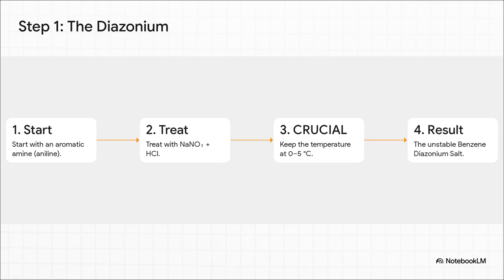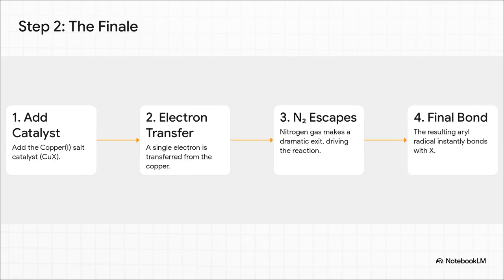It's use it or lose it. And now, for the grand finale, we add our copper ion salt. Watch this. The copper atom gives one single electron over to our diazonium salt. And that one electron triggers the most important moment in the whole reaction.